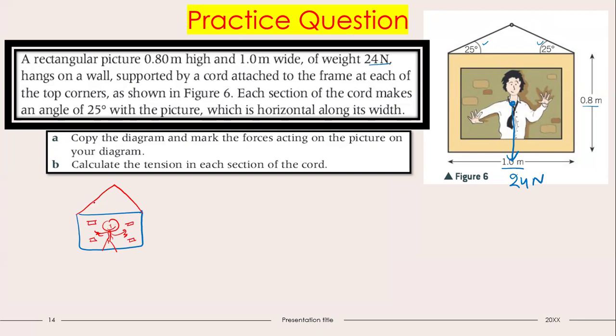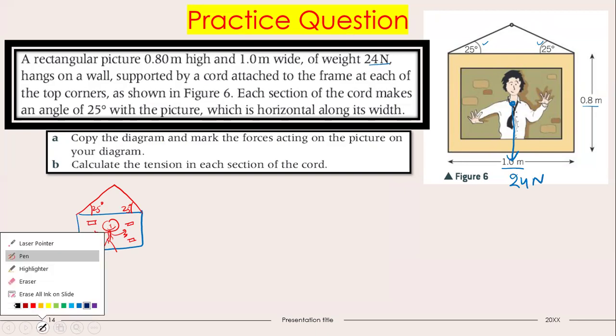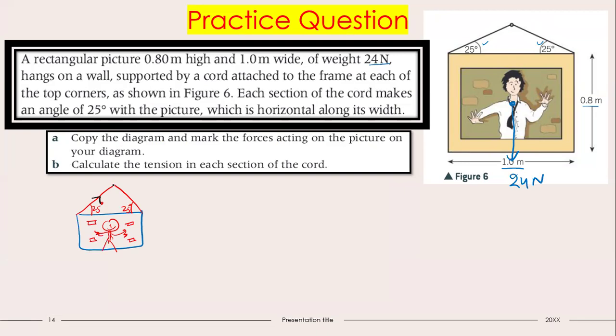Okay, so you have to mark the forces. We are studying physics, so we know that the tension is always towards the fixed end. This is the fixed end. So this is the tension. This is the tension. And the weight of the whole picture is acting downward. So we're done with the first part.